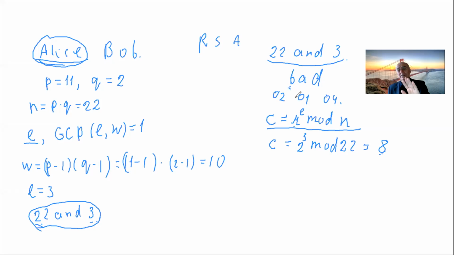Okay, so let me now encrypt and decrypt only one letter, and in the same way we can do it for the other letters. Okay, so now Alice got this message. Alice got this message, 8.